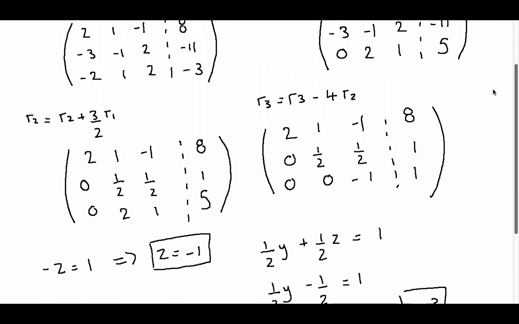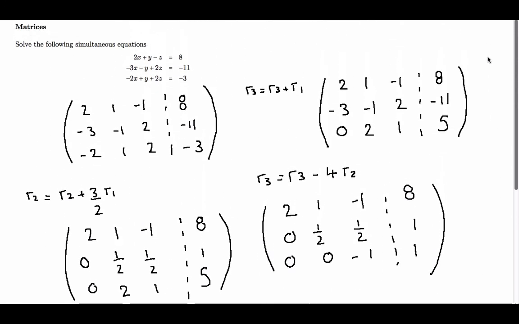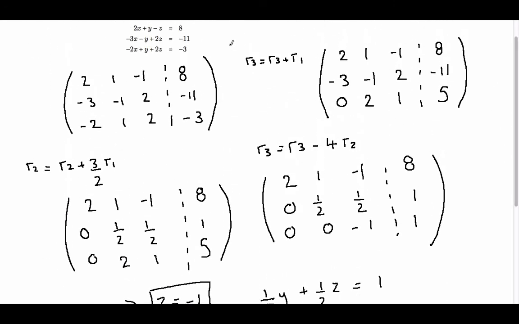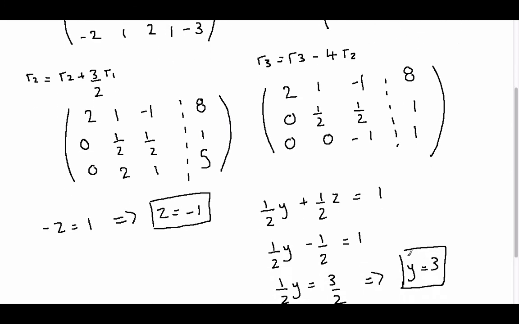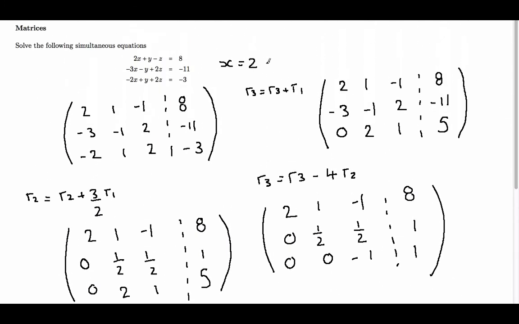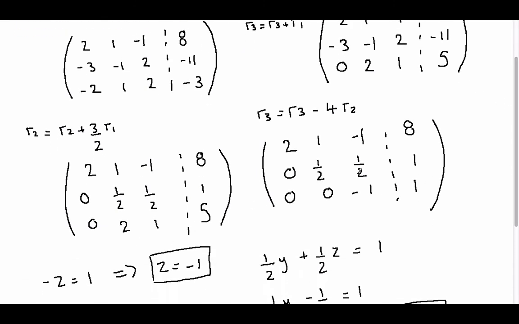So I found the solutions to my 3 simultaneous equations. I have x is equal to 2, y is equal to 3, and z is equal to minus 1.